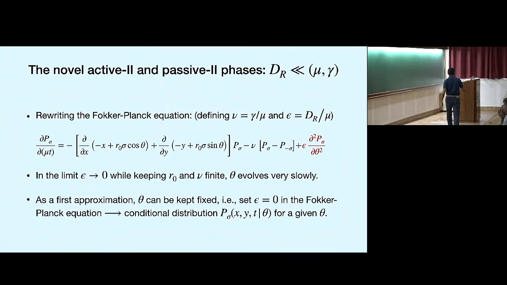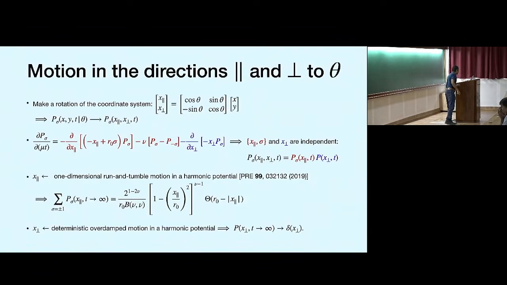So you can go to a basis where you look at the perpendicular and the parallel direction of the instantaneous theta, because theta changes very slowly. And you see that this part of the term decouples from there, right? Because this part doesn't depend on this one. So this is actually two independent motions at that scale, right?